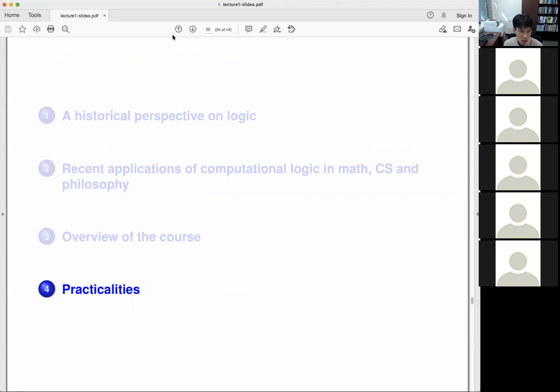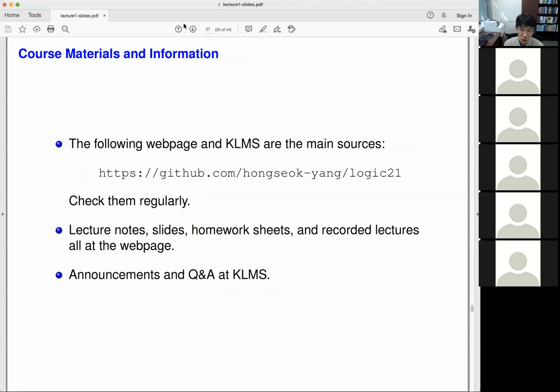Here is, in a sense, the most important part of the lecture today, which is practicality, how we're gonna run this course. I strongly encourage you to look at the course webpage, which is set up on GitHub, as well as check the announcements and Q&A done by me and maybe TAs. There are quite a few announcements and some postings in the Q&A boards in KLMS. This webpage and KLMS will contain essentially all the materials that you need to follow this course. Look especially at the course webpage. It contains the lecture notes, slides, homework, not yet homeworks, but also the recorded lectures. They are all available on the course webpage.